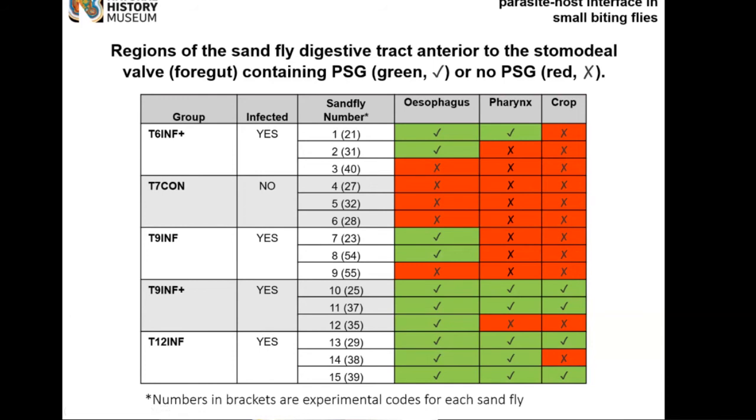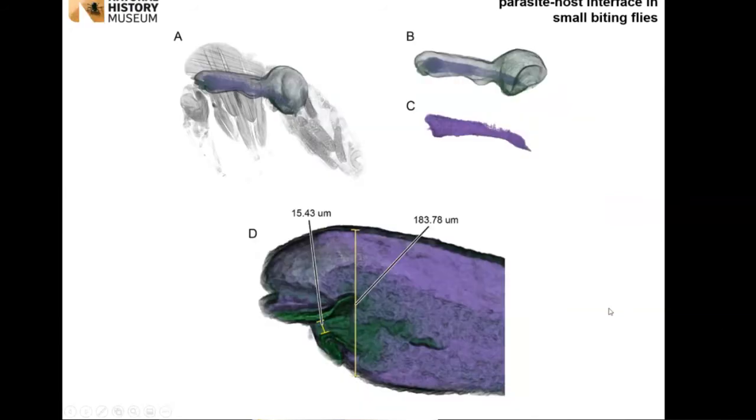So the second blood meal has a really transformative effect on the infection. We were also able to measure the opening of the stomodeal valve and the diameter of the midgut as well.